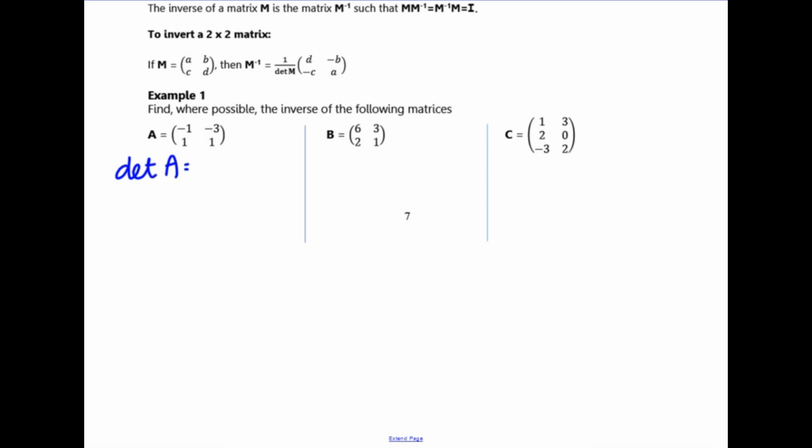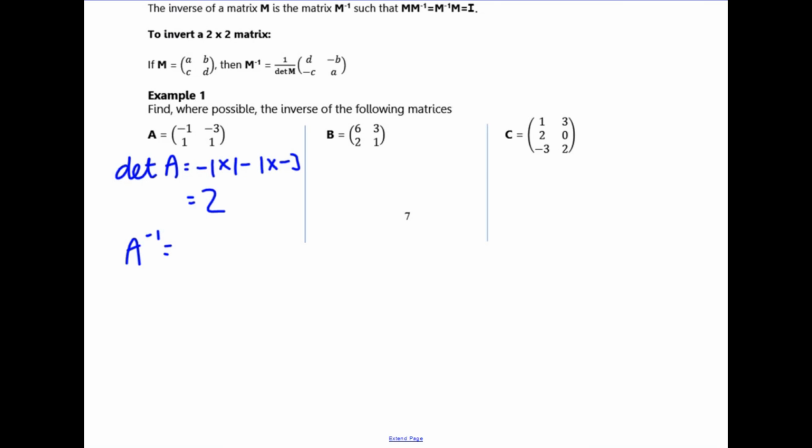So first off, I'm going to calculate the determinant of these matrices here and then work out the inverses. So determinant of A is -1 times 1 minus 1 times -3. So that gives me minus 1 plus 3, which gives me a determinant of 2. This is not a singular matrix, so we can calculate the inverse.